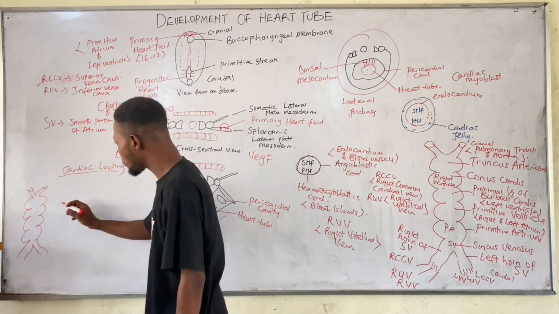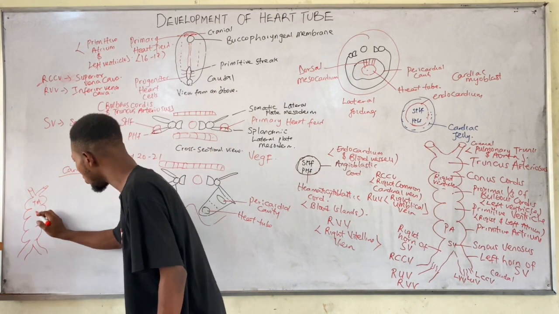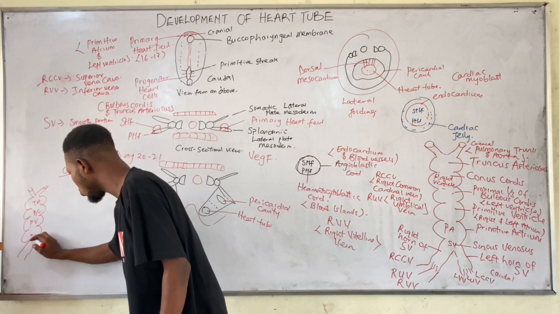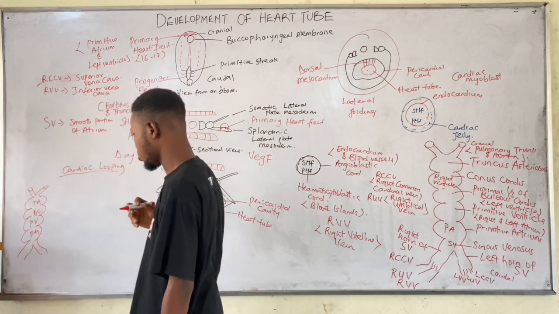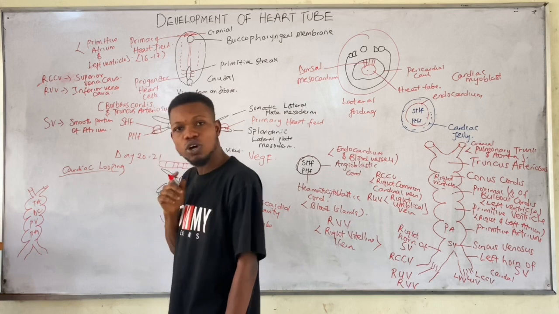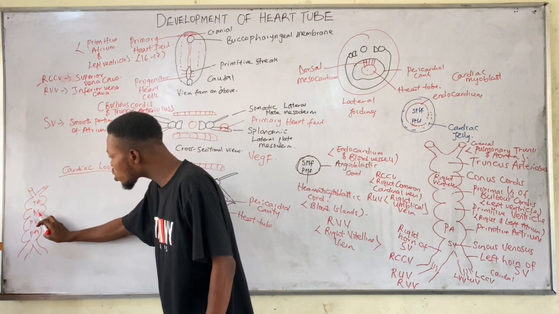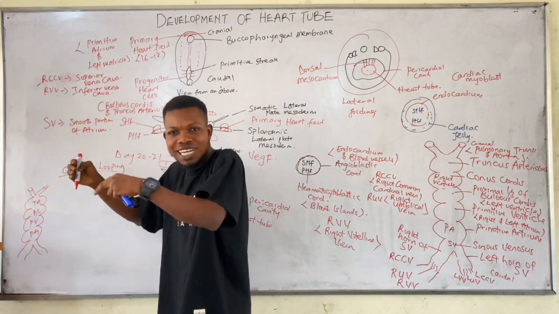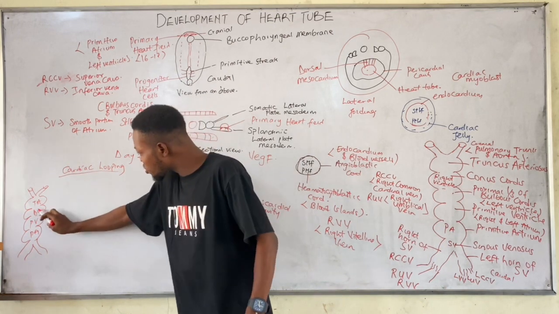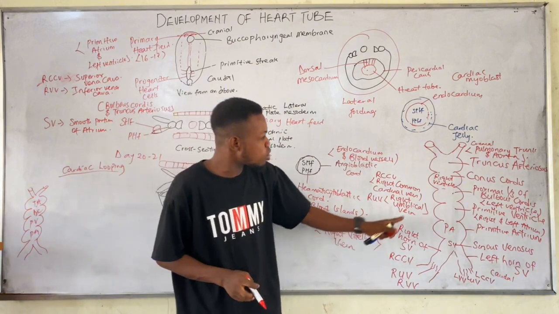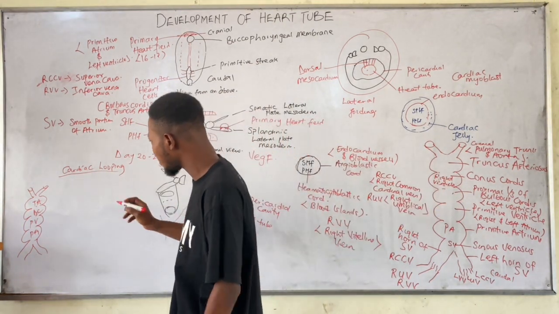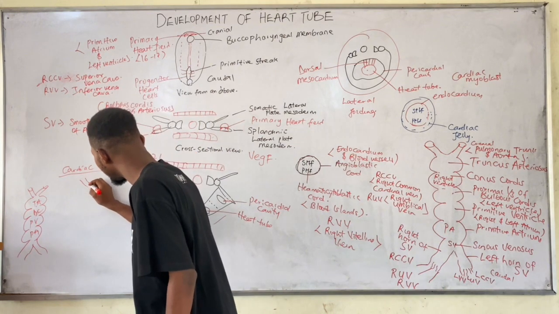Now during cardiac looping, this is the truncus arteriosus, the bulbus cordis. We have this to be the primitive ventricle, then the primitive atrium. Now there's something I want you to know about cardiac looping. During the cardiac looping, what happens? The truncus arteriosus and the bulbus cordis move caudally to the right. Can you see the way they are changing? When they move caudally to the right, the structure is like this.